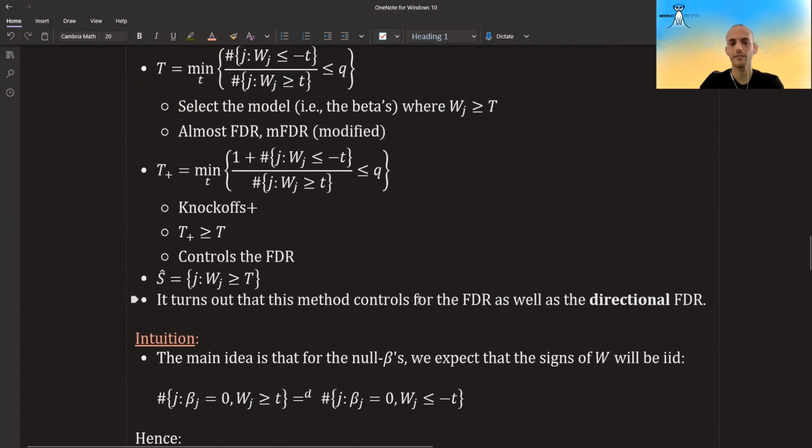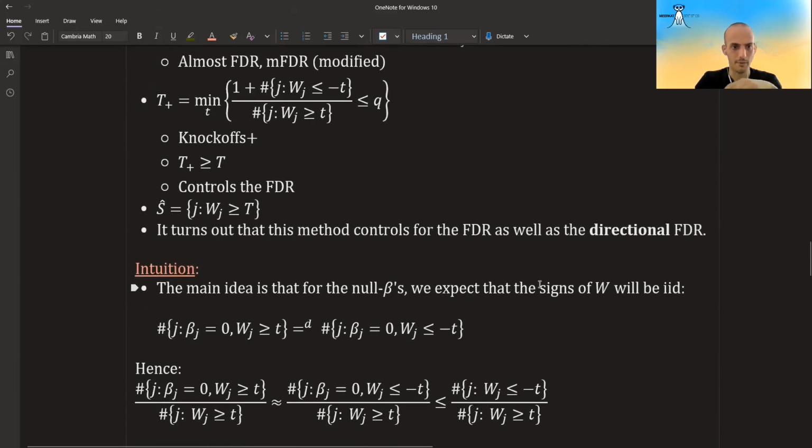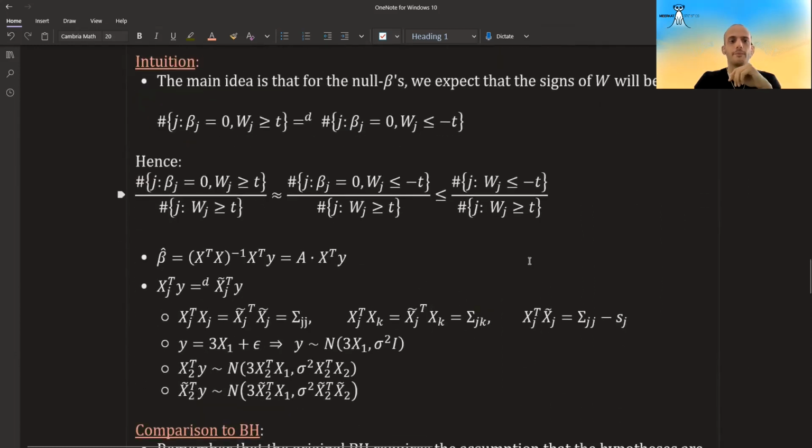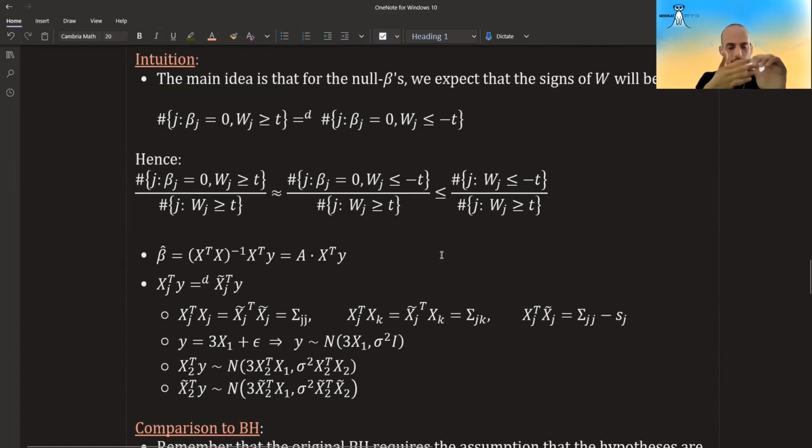Again, it turns out this method controls for the FDR as well. In a subsequent paper, they proved it also controls for the directional FDR, which is a bit better, but I won't go into this either. So what is the intuition behind the knockoffs?